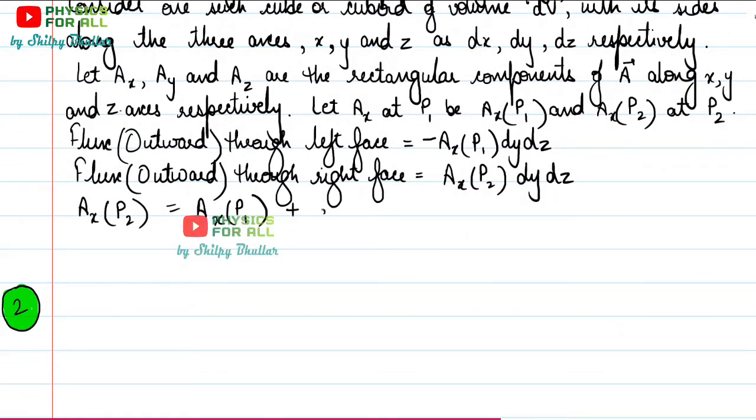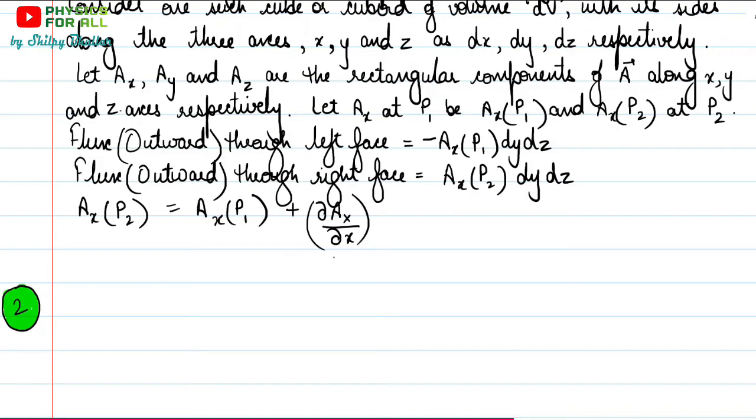So change in ax would be curly ax by curly x. Now I have written curly because it is partial differentiation, because a vector is made up of ax i cap, ay j cap, and az k cap, and then they all depend on x, y, and z directions. So we have to show curly. A is partially depending on x, y, and z.